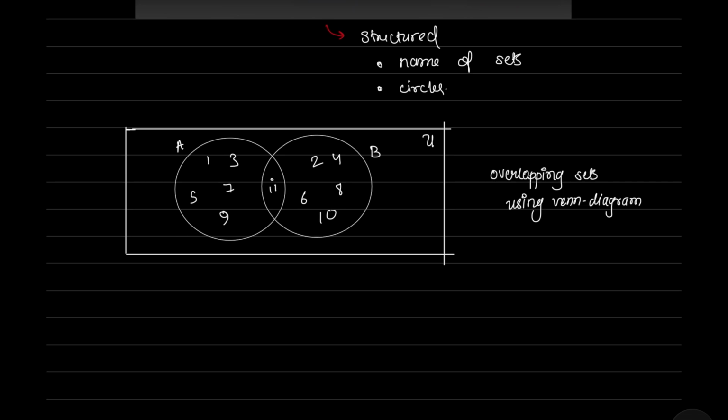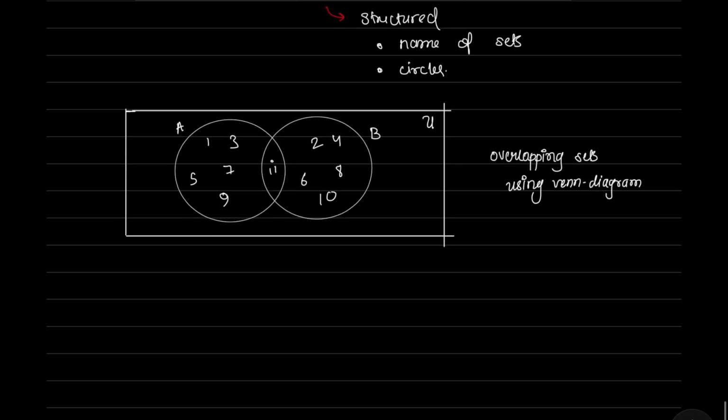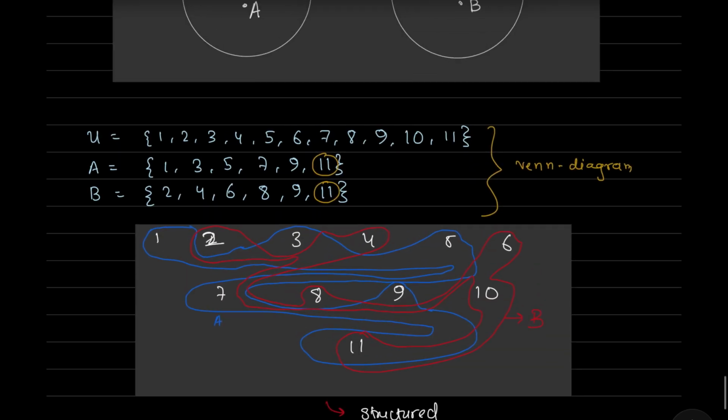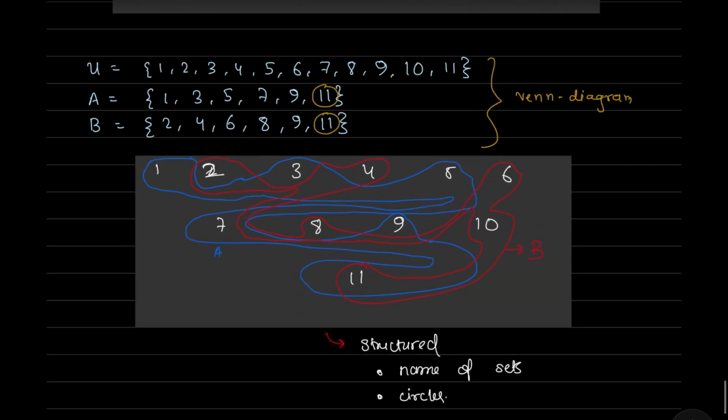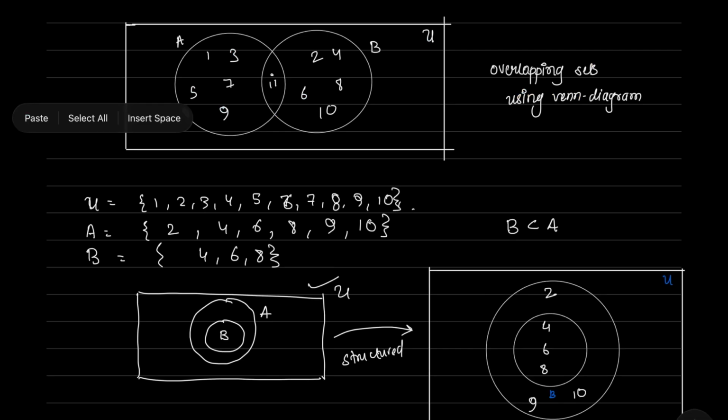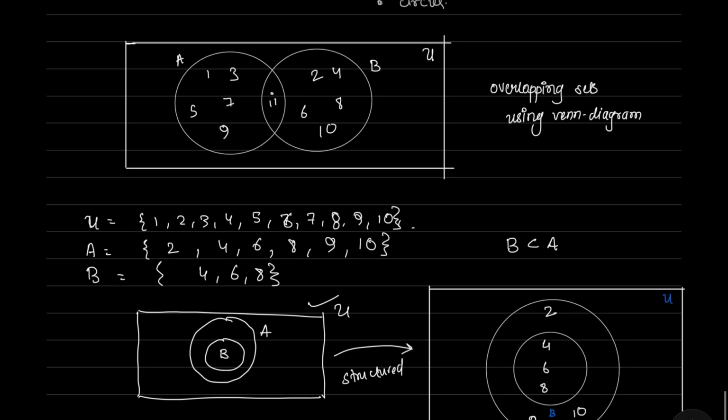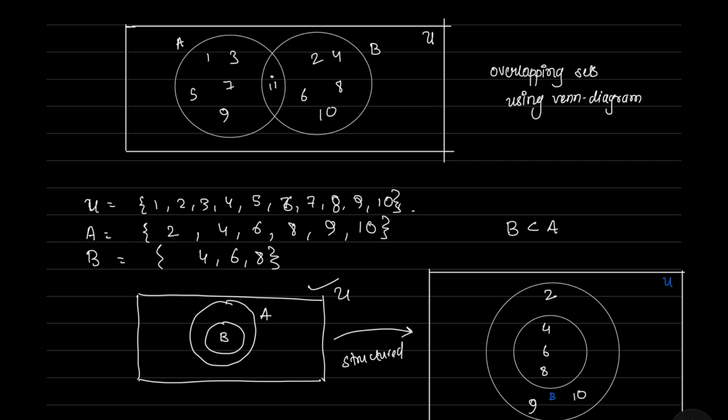Alright. Similarly, what if you have one set inside of another? For example, instead of A and B as 1, 3, 5, 7, 9, 11 and 2, 4, 6, 8, 10, 11. Okay, it should be 10 here. Alright, now that we are done with overlapping sets using a Venn diagram, let us understand how we will show subsets using Venn diagrams.